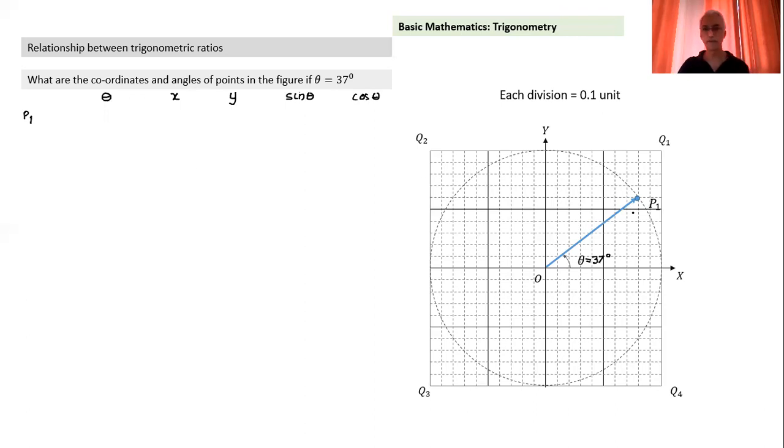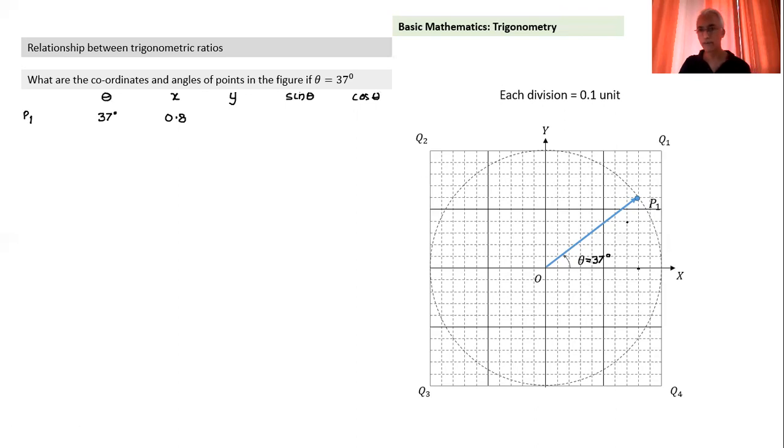Can we do that also? For point P1, what is the angle theta? Already written, this is 37. No problem, this is given here. What is the x coordinate? I drop a perpendicular on the x-axis. This is the foot of the perpendicular, and the x coordinate of the foot of the perpendicular on the x-axis is equal to 8 divisions. Each division is 0.1 unit. So how many divisions? 8. So the x coordinate will be 0.8. So I write, x coordinate is 0.8.